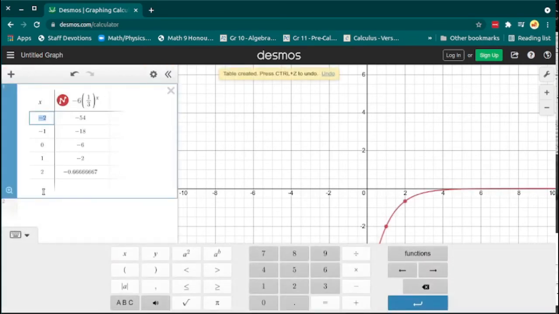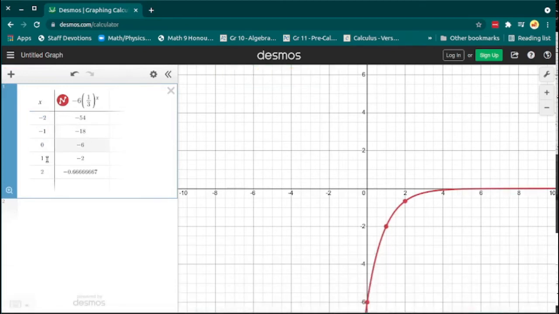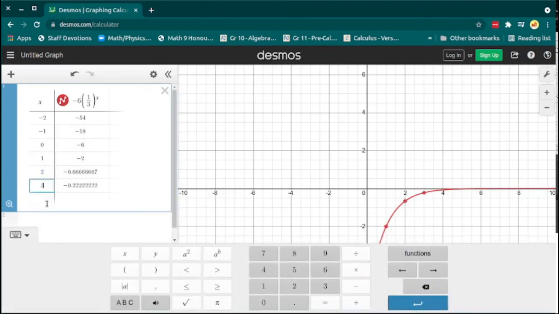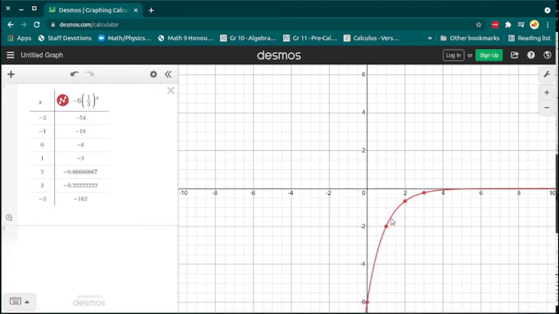And there it has all the different values from negative 2 to 2. So again, here's my negative 1, 18, my 0, negative 6, my 1, negative 2. This is 2, 2/3. If I wanted another one, I can just type in below that, or I can go the other direction, negative 3. It doesn't have to be in order. I can type or change any of these, and it will give me the values that I'm looking for. And they appear on my graph now as actual points.